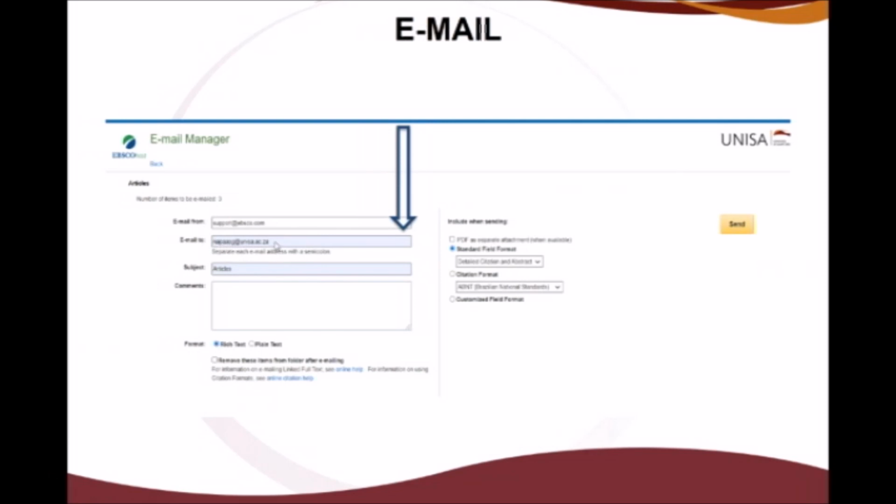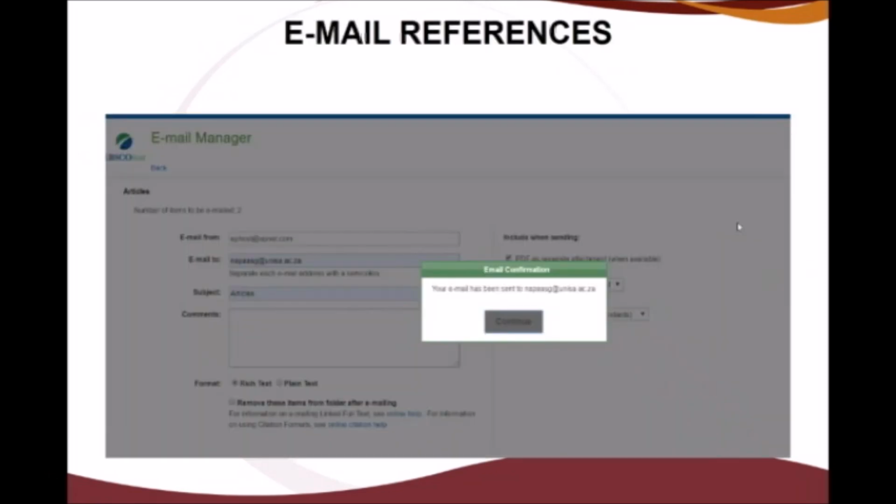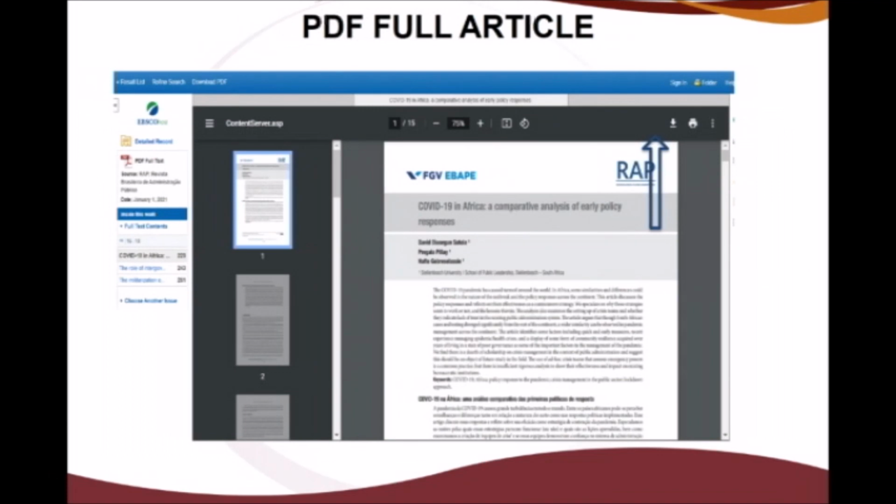Just complete this one. Give it a name. You can say articles or COVID-19 articles. You can leave the PDF tick, because automatically, even if you leave it ticked, it will come with that PDF document. But I don't want to get a long list of PDF documents, so I just deselect this. I will get a link which will give me a PDF document, and then you just click on send. Then it confirms that this particular email has been sent to you.